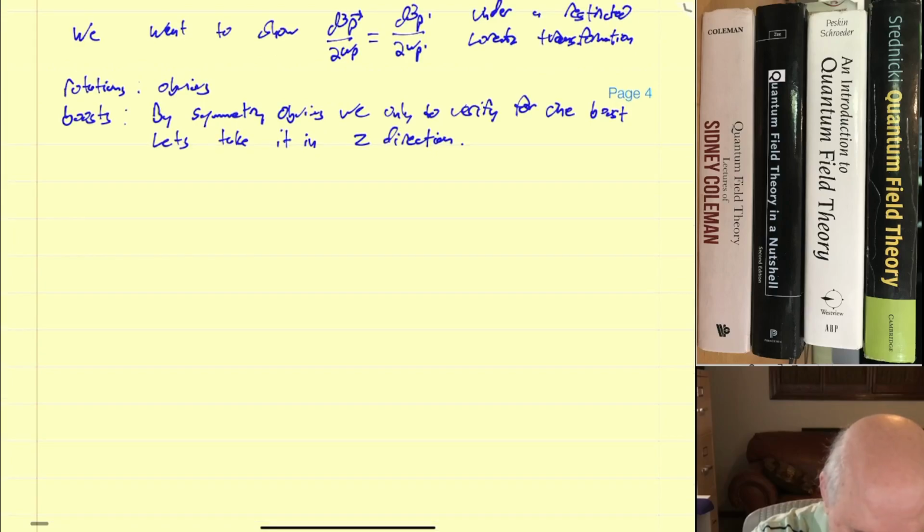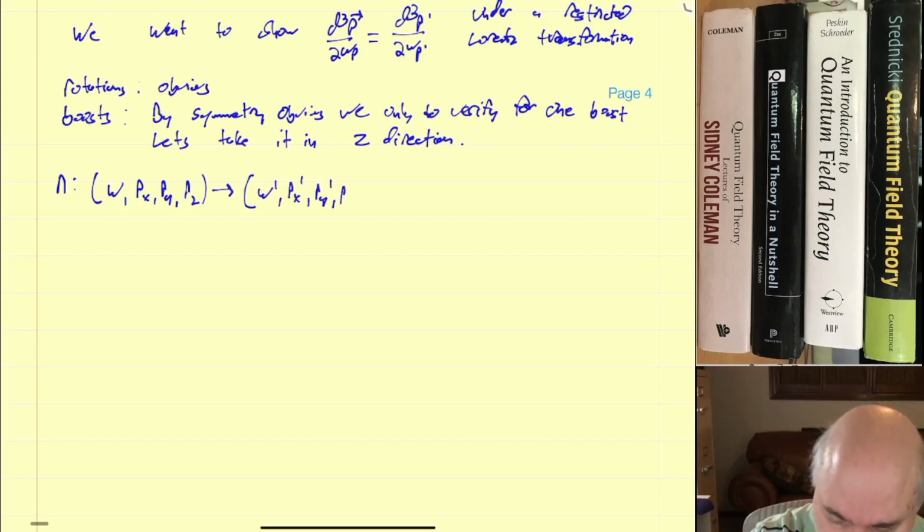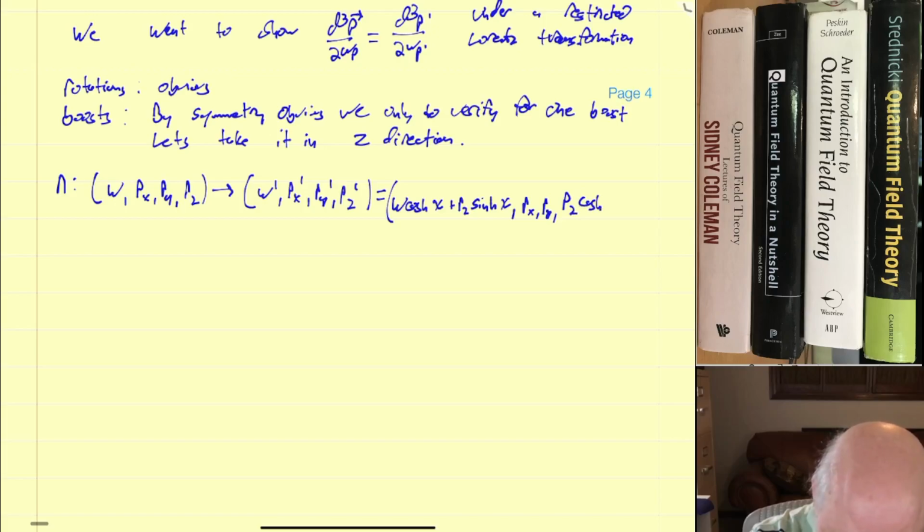So a boost in the z direction, lambda, would be given by, we're working in momentum space again, (omega, px, py, pz) goes to (omega prime, px prime, py prime, pz prime), and this is equal to, if you remember your Lorentz transformations, (omega hyperbolic cosine chi plus pz hyperbolic sine chi, px, py, pz hyperbolic cosine chi plus omega hyperbolic sine chi).